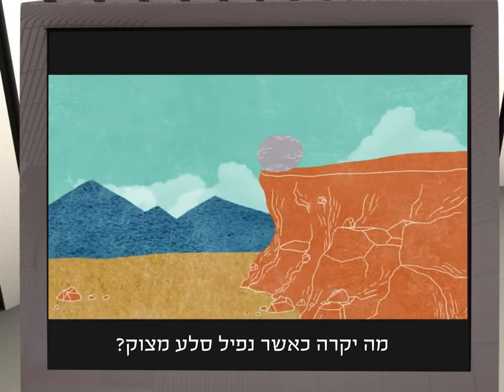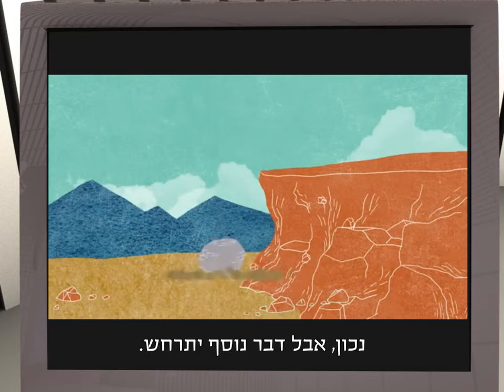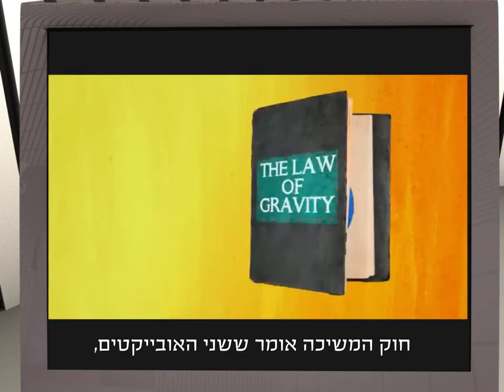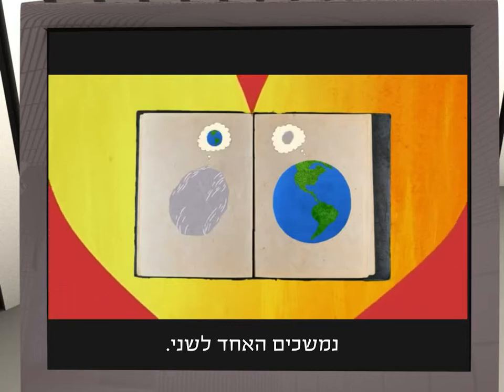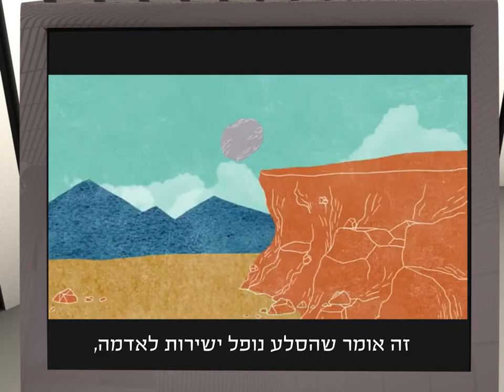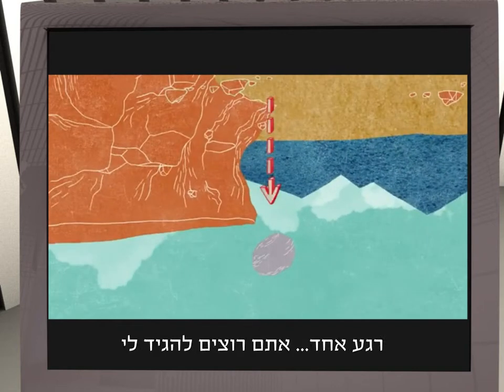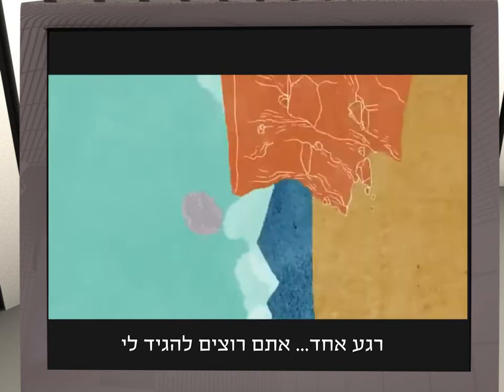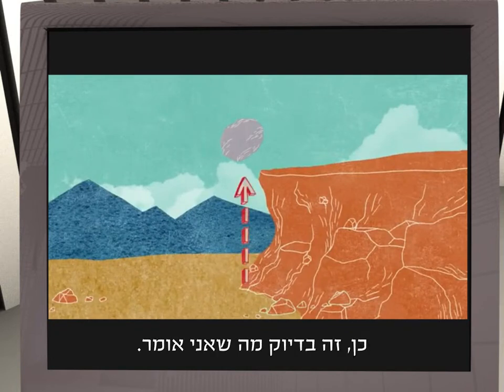What happens when you drop a rock off a cliff? It falls to the earth, right? Well, yes, but something else happens. You see, the law of gravity says that both objects, the rock and the earth, are attracted to each other. This means that the rock falls towards the earth, and the earth falls towards the rock. Wait a second. You mean to tell me that the earth falls up to meet the rock? Yes, that's exactly what I'm saying.